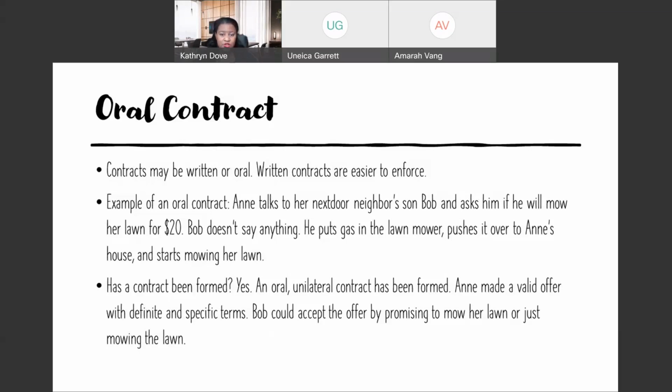That's a unilateral contract. She made an offer that was valid with specific and definite terms. Bob could accept the offer. He could have promised to mow it tomorrow, or he could just start mowing the lawn. If he had promised to mow the lawn, that would be a bilateral contract because there'd be two promises. Any questions about how you create a contract or how you would create an oral contract?